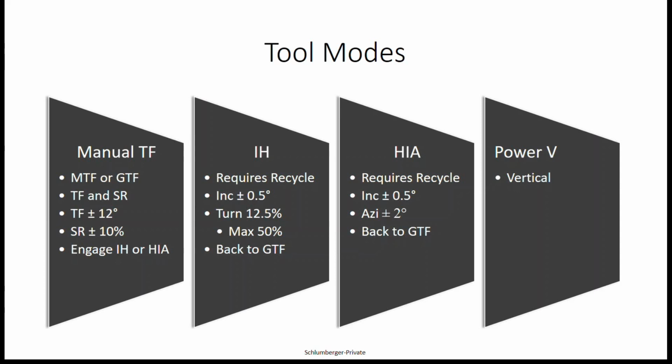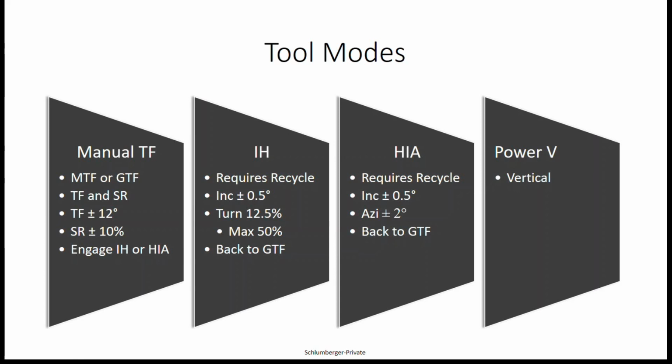So within that list, if you don't have the desired tool face or steering ratio you want, you can set one and then move it clockwise or counterclockwise by 12 degrees. Or you can have it steer harder with your steering ratio, plus or minus 10%. From your manual tool face, you can go to any of the other 3 tool modes.